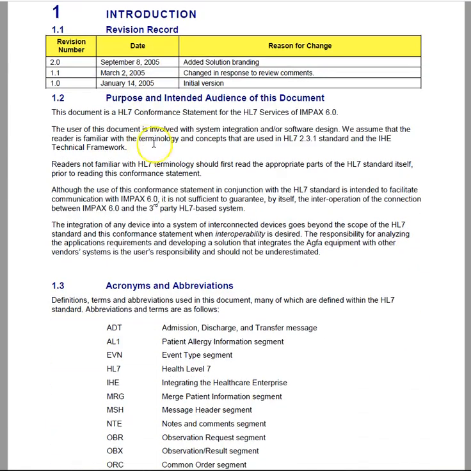Here's the introduction. I like this part right here. It says, readers not familiar with HL7 terminology should first read the appropriate parts of the HL7 standard itself prior to reading this conformance statement. You could learn HL7 by reading the HL7 standards and teach it to yourself. That's the way most PACS admins and all the instructors in this course learned HL7. I think you are lucky to have us to help guide you through it and explain it.